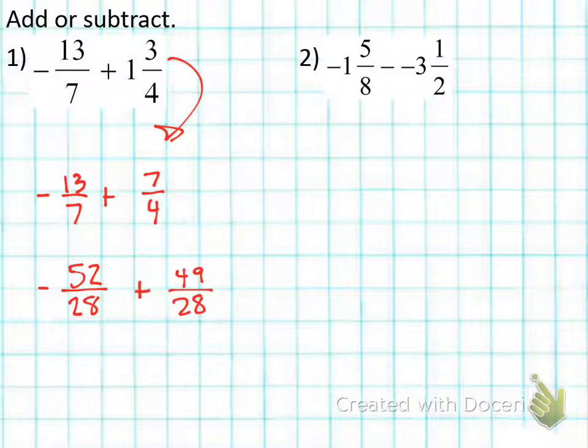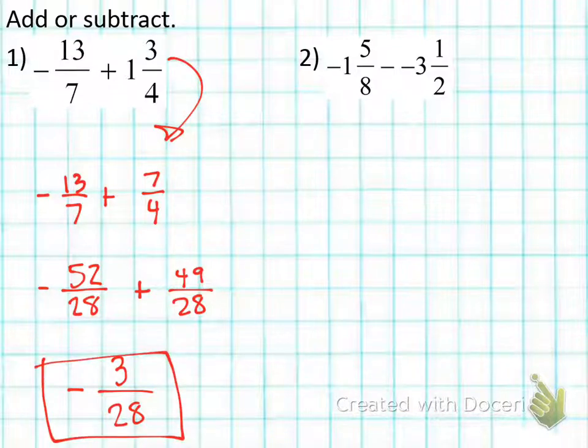Okay. Now I'm just going to add or subtract my numerators. So we have negative 52 plus 49, right? Same signs add, different signs subtract. What's 52 minus 49? 3, and then we know that 52 is bigger, so we're going to keep the negative sign, over 28. I'm going to try to simplify if I can. I can't, so that's it. That's my final answer, negative 3/28. Okay? That makes sense? Any questions on that?